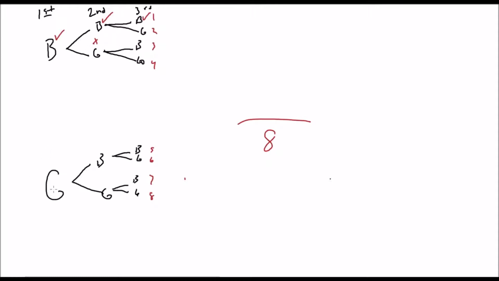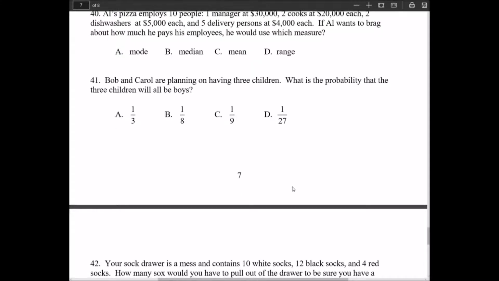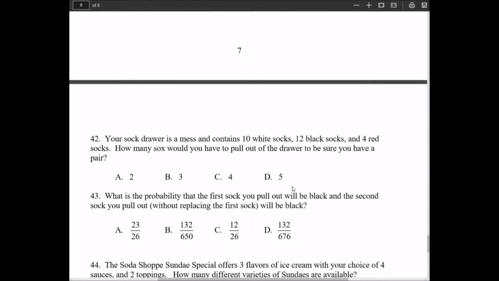And then we're going to come to this bottom branch and see if we have the desired outcome being a possibility. No. We start off with the girl right away. So Bob and Carol's dreams are dashed before their first child is born. And we have a probability of 1 out of 8. That's an option. We're good to go. Yep, 41B, 1/8. Alright, let's see what's up next.